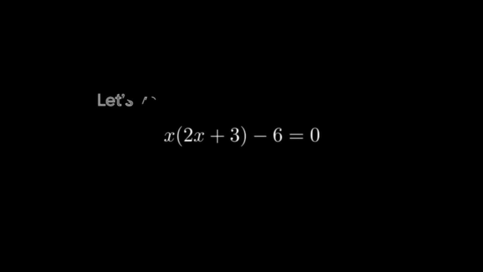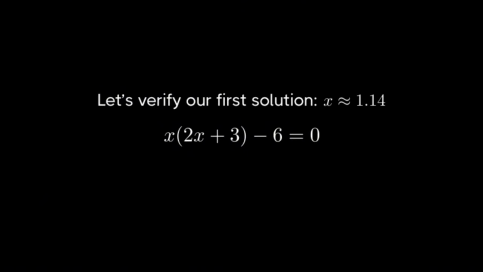Now that we've found our solutions using the quadratic formula, let's verify that one of them actually works by substituting it back into the original equation. To verify this solution, we'll substitute x equals 1.14 into our original equation, x times quantity 2x plus 3 minus 6 equals 0, and check if the left side equals the right side. This process is crucial because it confirms our algebraic work is correct.